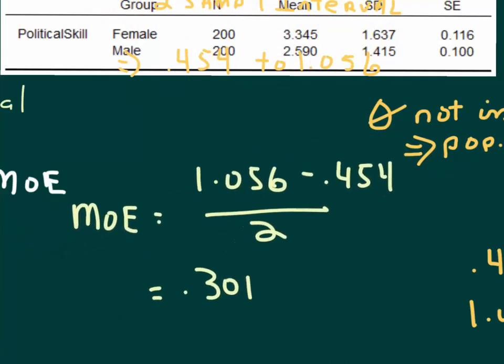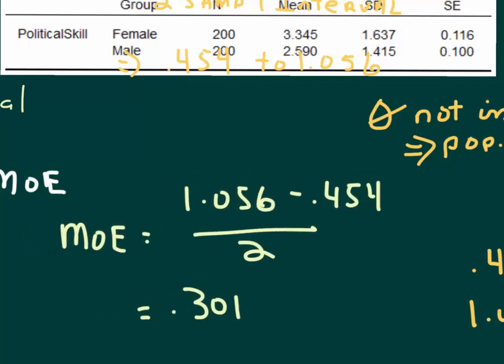There was the other way to get the margin of error. I said that but didn't put this up here. That was just the upper limit minus the lower limit divided by 2 would give you the margin of error.